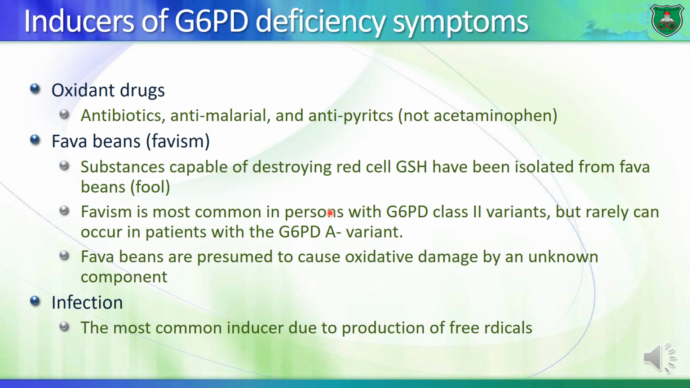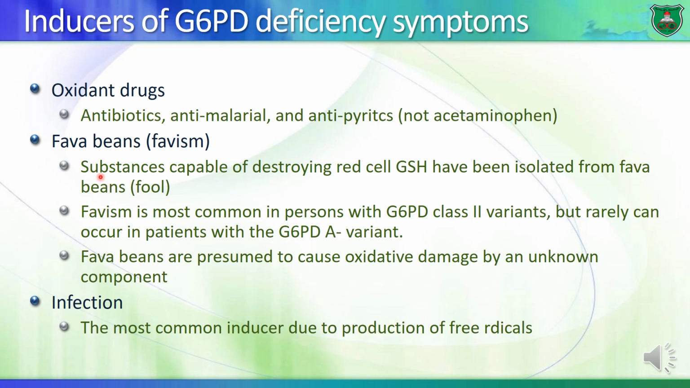So there are inducers for symptoms of G6PD deficiency. People with this deficiency taking oxidizing drugs like antibiotics, antimalarials, and antipyretics other than acetaminophen can exacerbate symptoms related to G6PD deficiency. Ingesting fava beans, a condition known as favism, can also induce G6PD symptoms. Now fava beans are فول بالعربي.